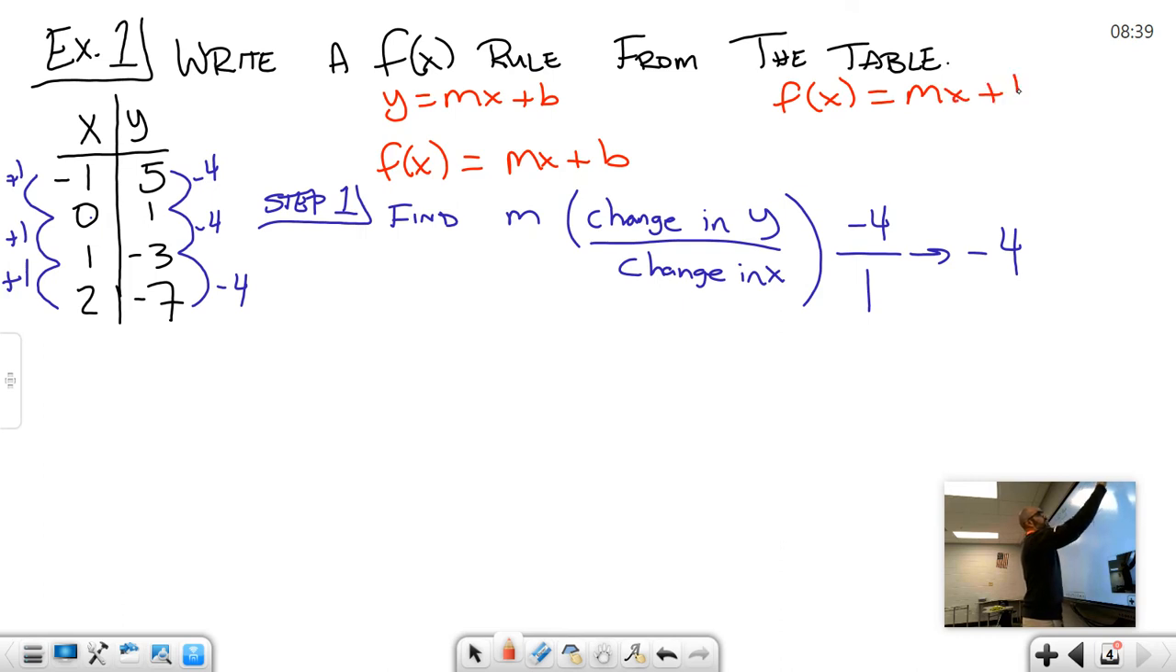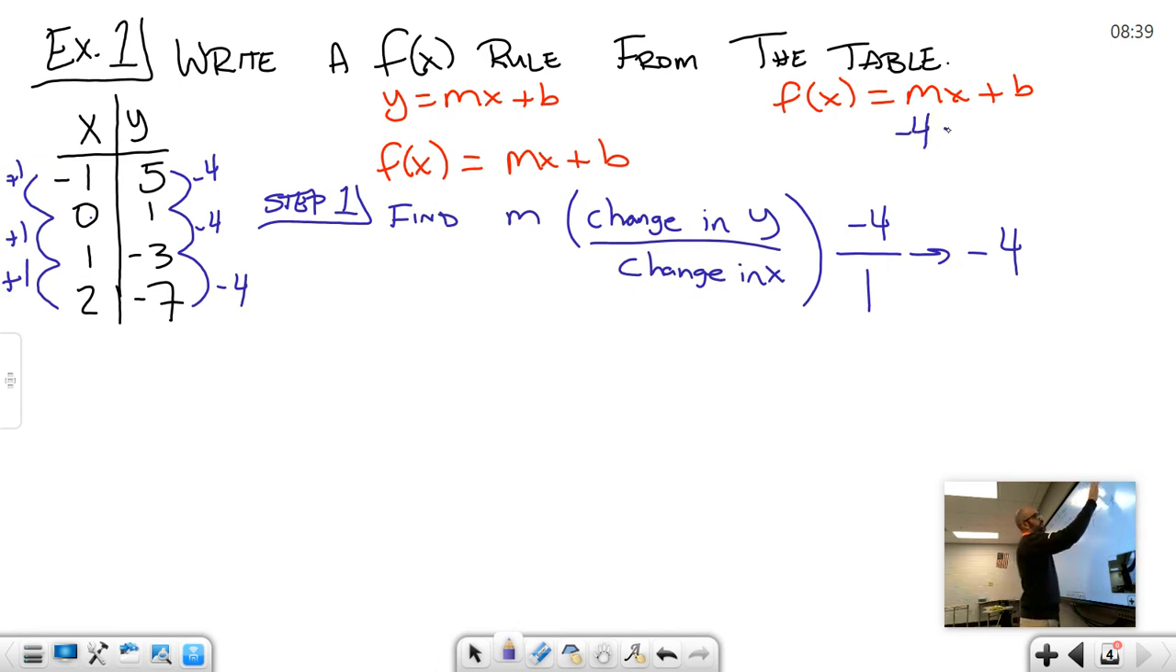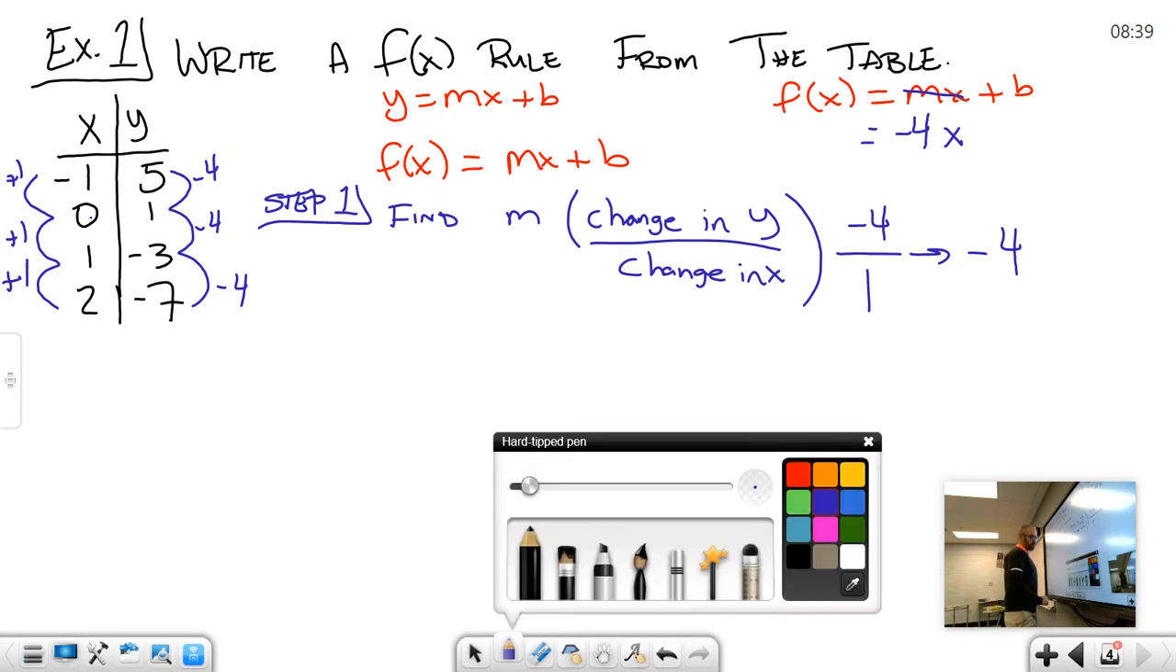What I like to do is once I find something, let's just plug it in. So negative 4 is my m, so I'll plug that in right here. Negative 4x. So that part's done. I only have one more part to find. What is that part? It's your slope intercept. What do we remember about slope intercept? I promise y'all it's that easy.